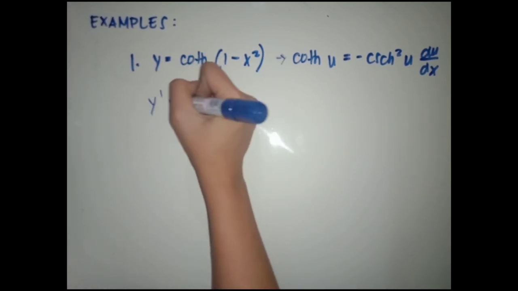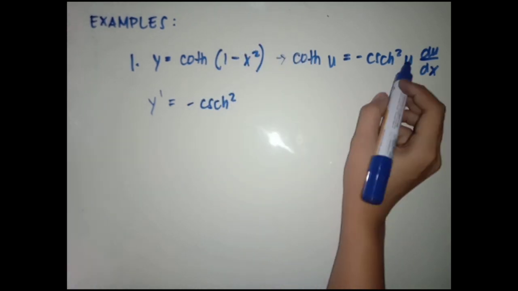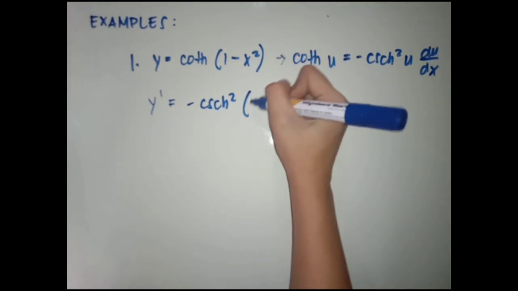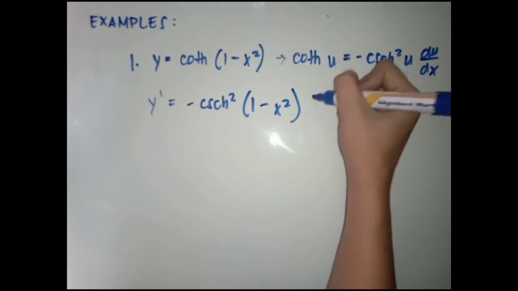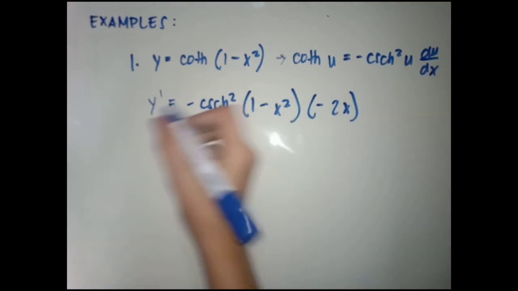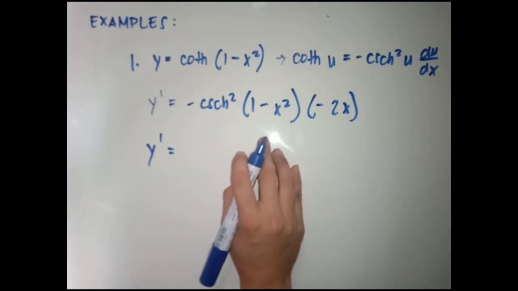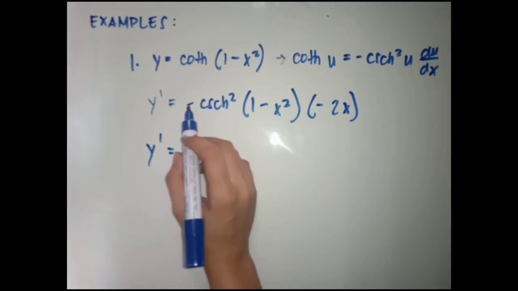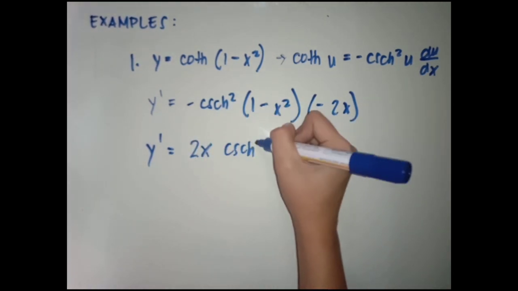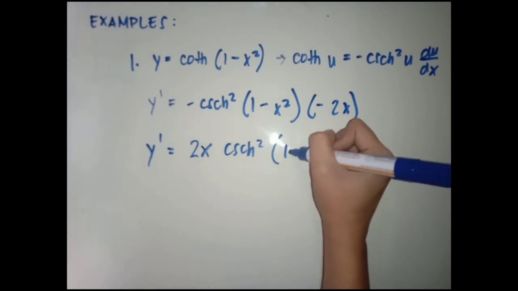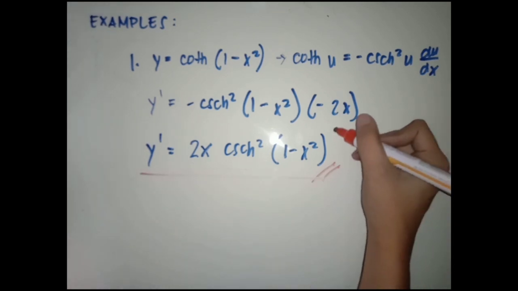So we have y prime is equals to negative hyperbolic cosecant squared u. Ang u na to is 1 minus x squared. So copy lang na, times sa derivative sa atong u. So ang derivative ani is negative 2x. Then ato lang ni i-simplify or i-reorder nato to commutative property. So negative times negative is positive. So 2x na lang na siya. Positive 2x times hyperbolic cosecant squared of 1 minus x squared. And this is our final answer.